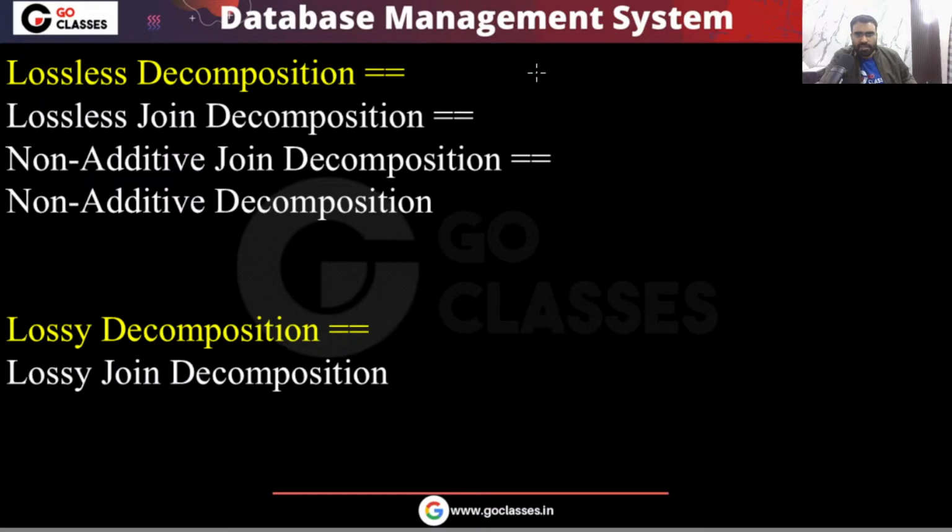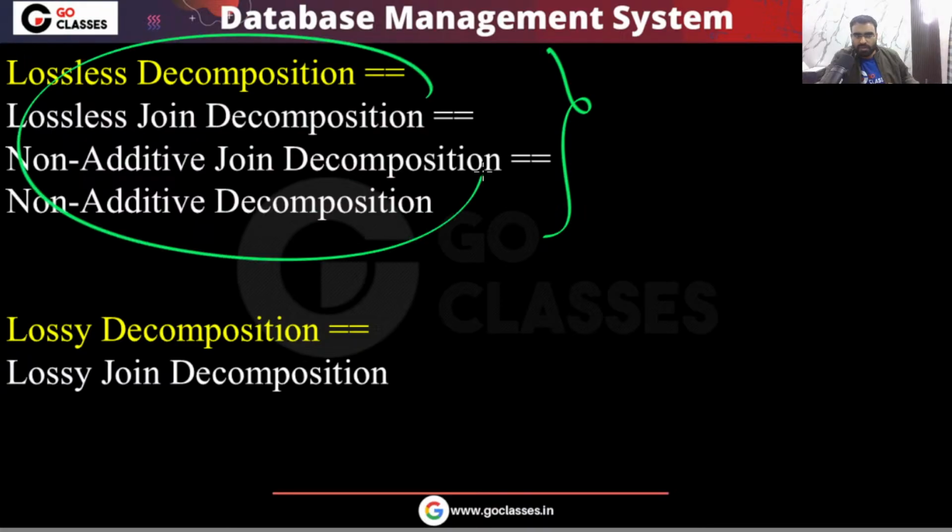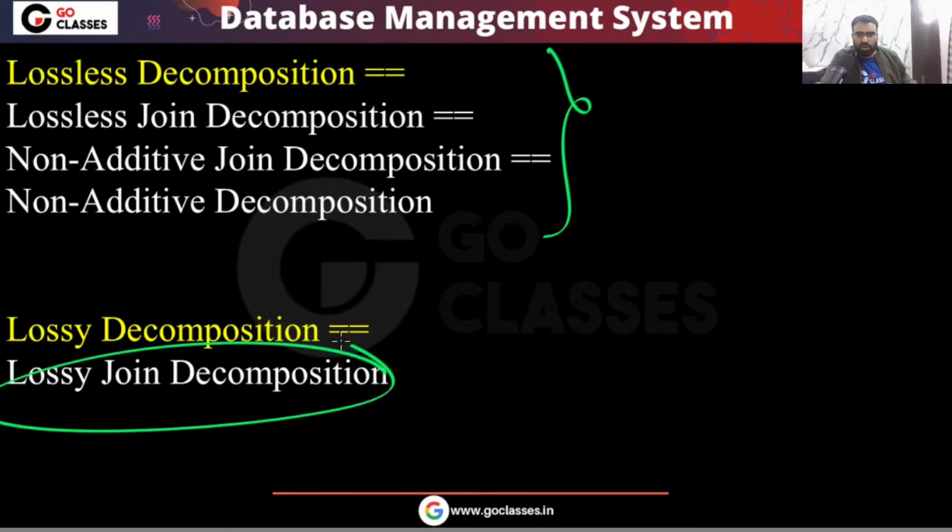Let me tell you that these are the different names for the same concept. We can call it lossless decomposition, or lossless join decomposition, or non-additive join decomposition, or non-additive decomposition. The name itself is telling you lossless. That simply means there is no loss of information. We are not getting any spurious tuple. Similarly, non-additive means that we are not getting any additional tuples. So these are different names for the same concept. Similarly, lossy decomposition, we can also call it lossy join decomposition.